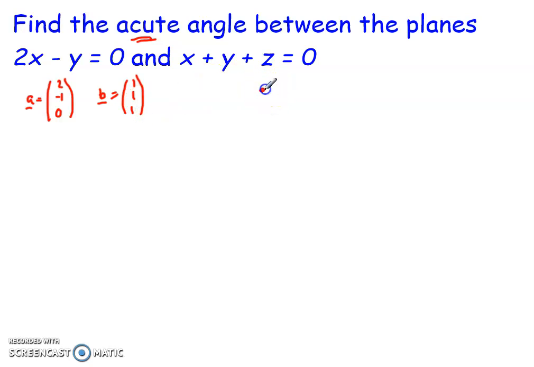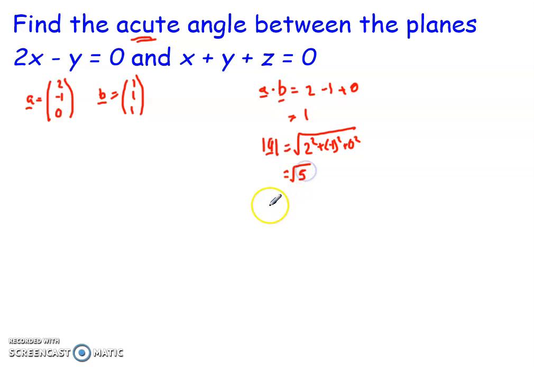Then I have to do the three parts of it. So first thing I do is the scalar product, A dot B. What that's going to give me is 2 minus 1 plus 0, so that's just going to give me 1, which is quite nice. I then do my magnitude of A. It's going to be the square root of 2 squared plus the negative 1 squared plus 0 squared. It's going to give me root 5. Magnitude of B, square root of 1 squared plus 1 squared plus 1 squared. That's going to be the square root of 3.